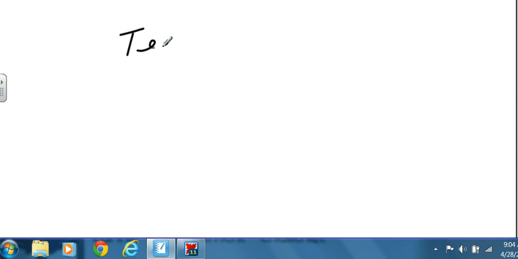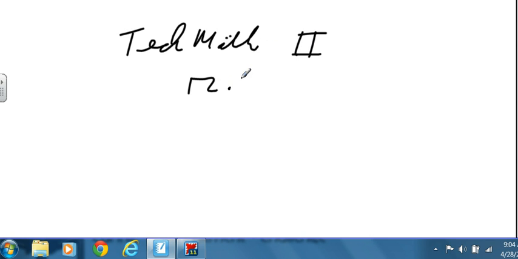So this is Tech Math 2. And we're going to do sections 12.3 and 12.4 today. So the first issue is we're going to do graphs of tangent, cotangent, secant, and cosecant. And so that's the plan.